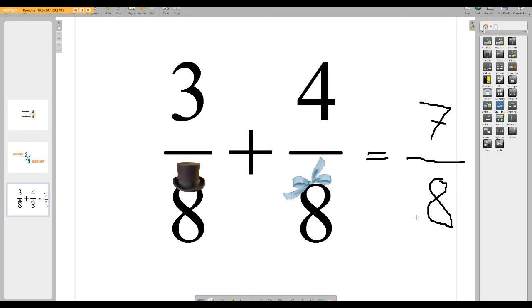But multiplying and dividing, when we get there, it's going to be a whole different ball game, so get ready for that. So there you go. That's how you add and subtract fractions with like or common denominators.